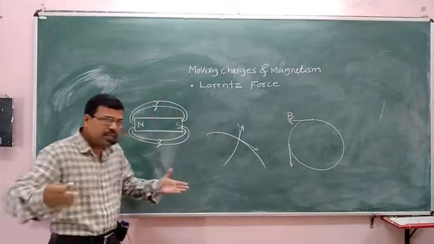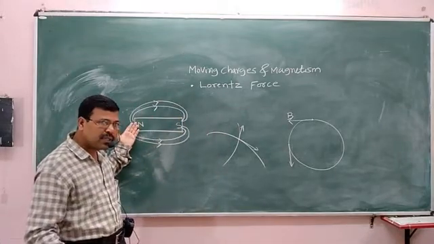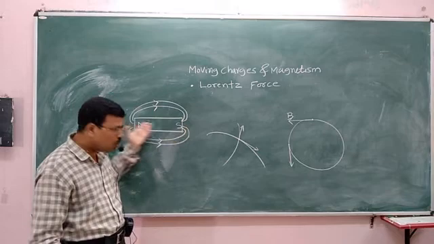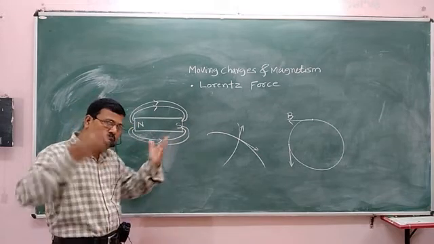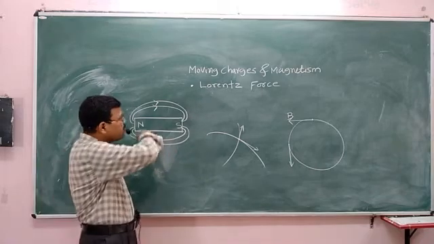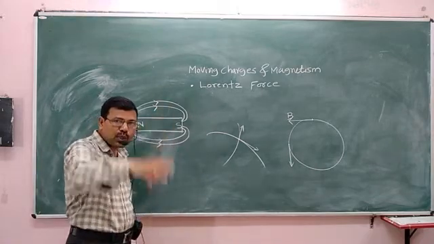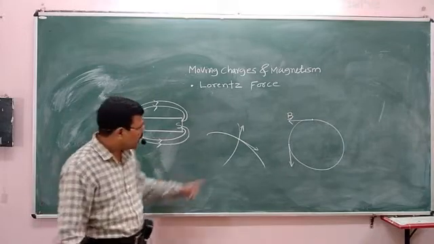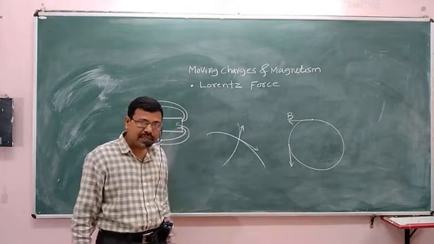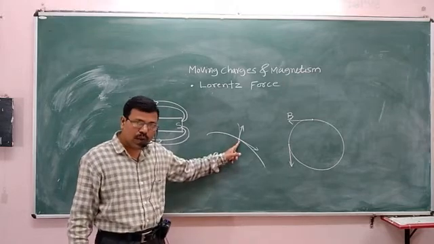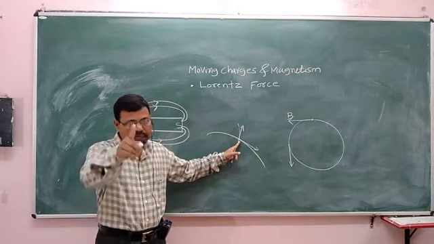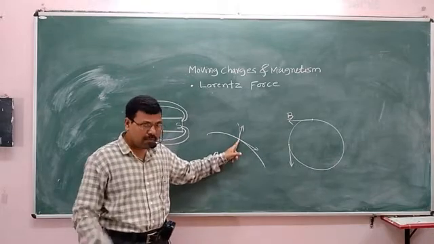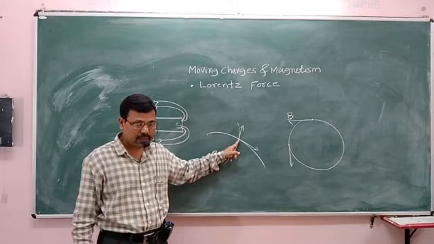What is the first property that we learned? Magnetic field lines always run from north to south outside the magnet and south to north inside the magnet. Which is the second property? Magnetic field lines are closed loops, closed curves. Third property, two magnetic field lines never intersect each other. If they did so, at the point of intersection, the magnetic field would have two directions, which is impossible. At one point, magnetic field will have only one direction.